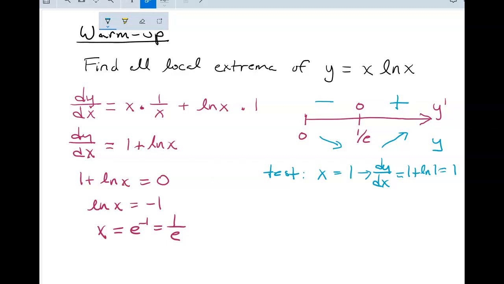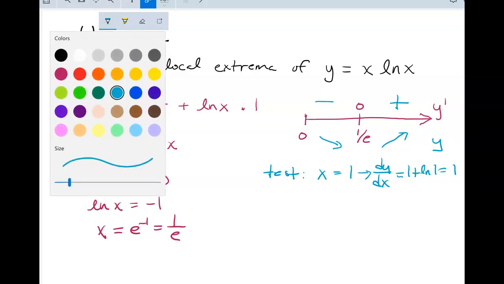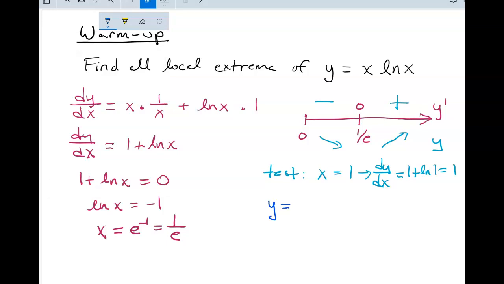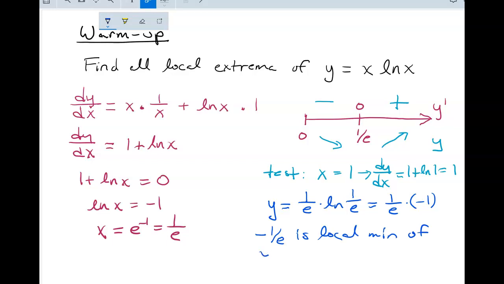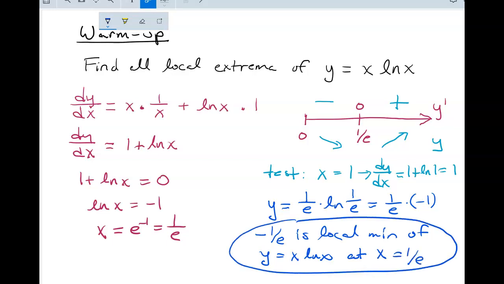We need to now find the y value. In order to do that, we need to go back to the original function. So the y value is 1 over e times the natural log of 1 over e. The natural log of 1 over e is negative 1, so that means that our y value is negative 1 over e, and that is the local minimum value of y equals x ln x, and it occurs at x equals 1 over e. So that's our entire solution.